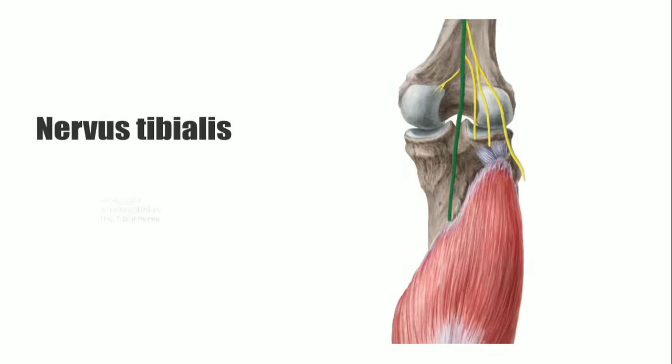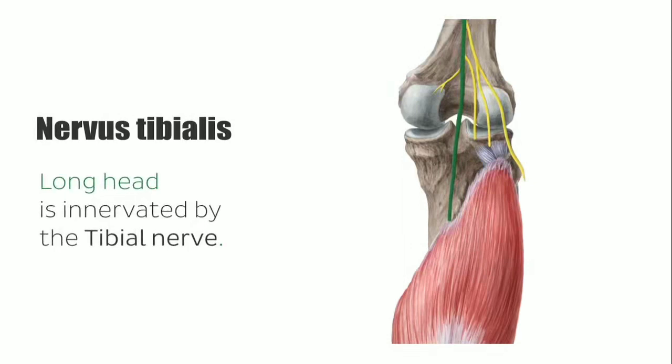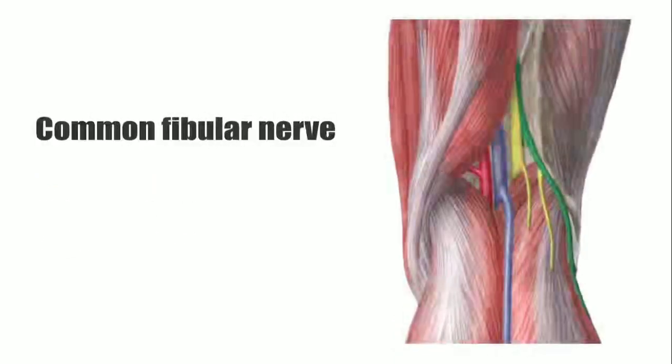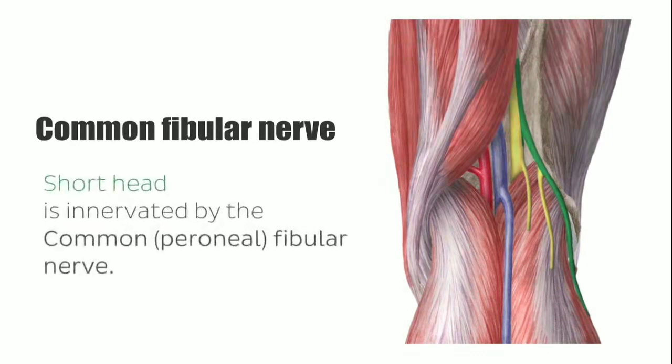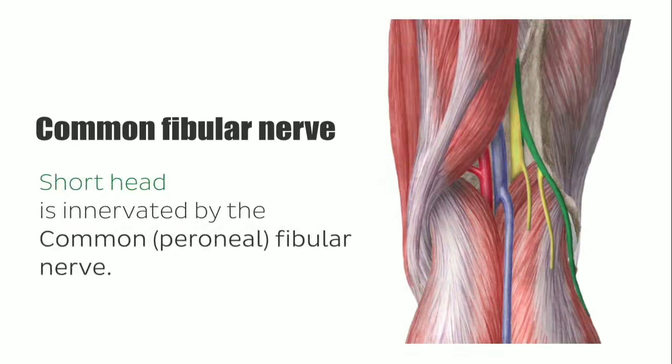And the long head is going to be innervated by the tibial nerve, while the short head is going to be innervated by the other portion of the sciatic nerve, which is the common fibular nerve, or also known as the common peroneal nerve.